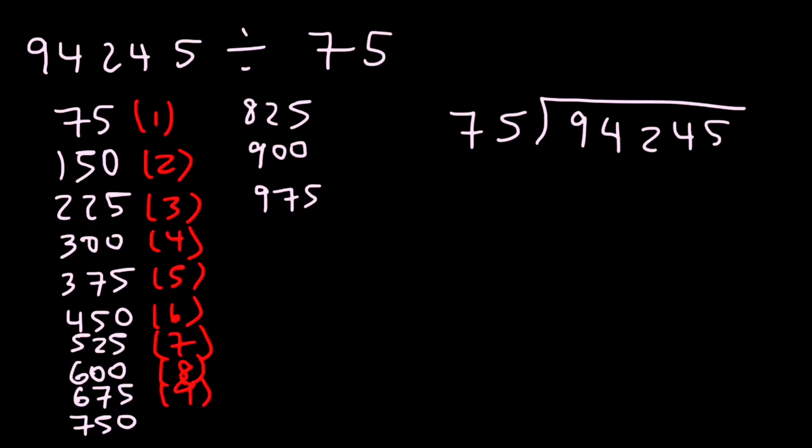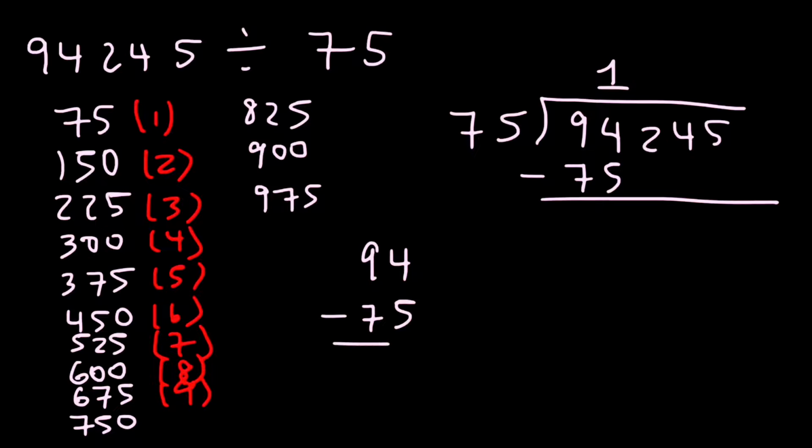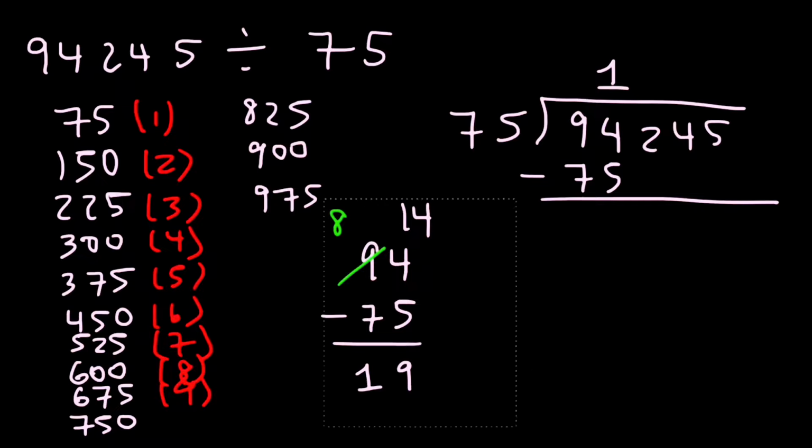So how many times does 75 go into 94? 75 goes into 94 one time. So now let's subtract. What is 94 minus 75? Let's do that separately. Well, we can't subtract 4 by 5 because it's going to give us a negative number. So what we need to do is we need to borrow a 1 from 9, which is going to be 8. And 4 is going to turn into 14. 14 minus 5 is 9. 8 minus 7 is 1. So this is going to give us 19.